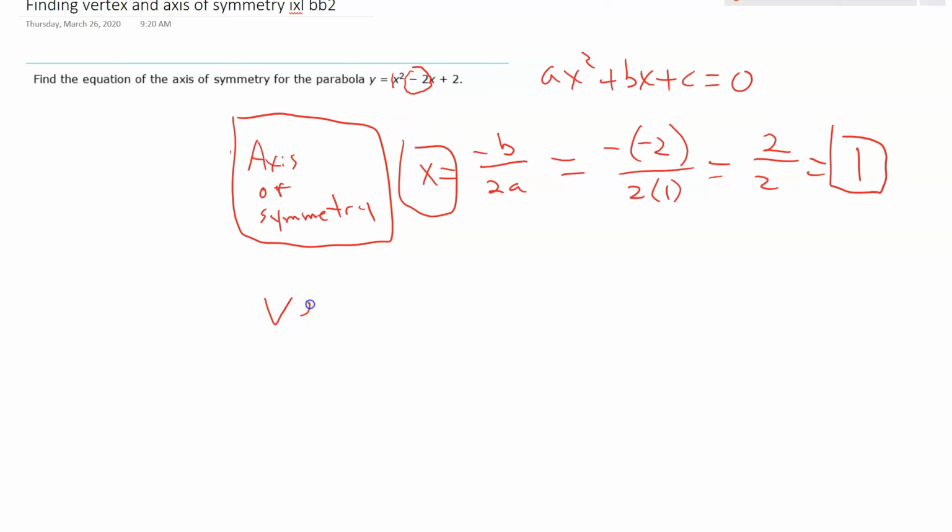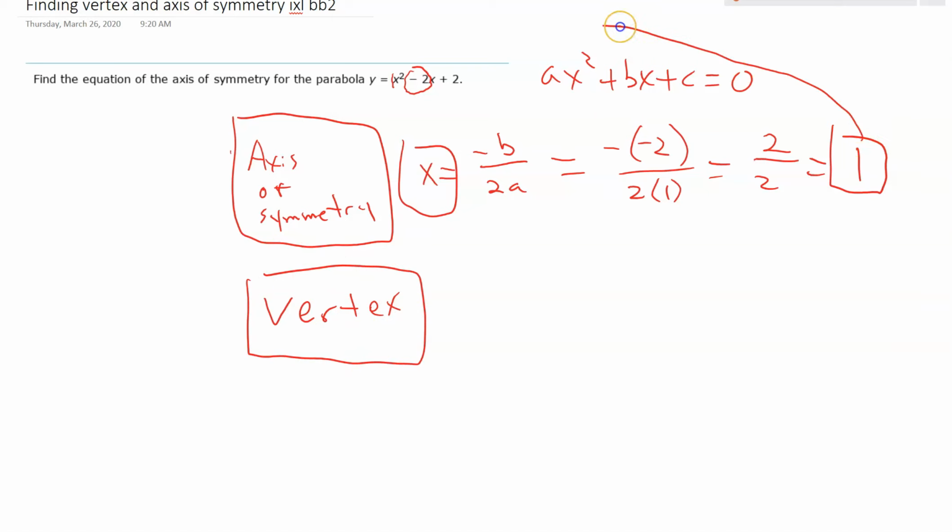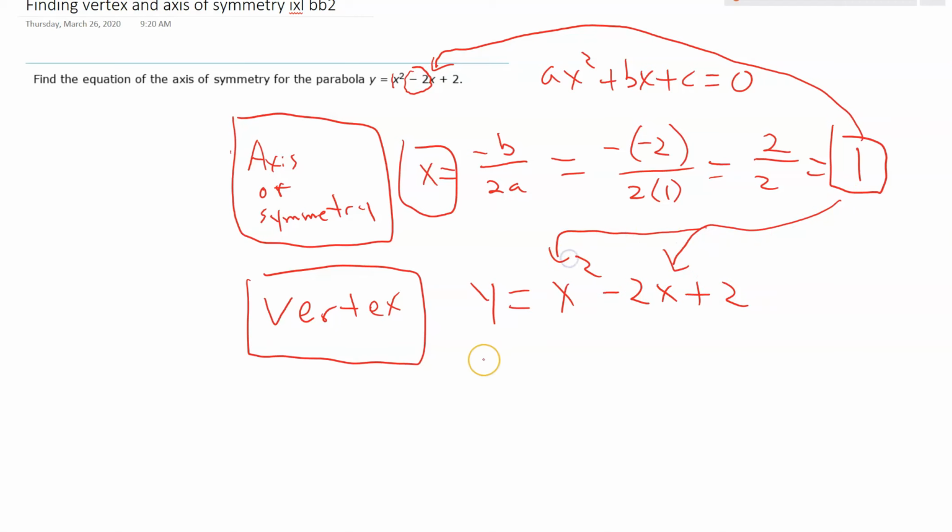To find the vertex, we know the vertex will have the same x value as the axis of symmetry. So we're going to simply take this 1 and substitute it in there and find the corresponding y. So y was equal to x squared minus 2x plus 2. We're taking this x value of 1 and substituting it in here. y will equal 1 squared minus 2 times 1 plus 2.